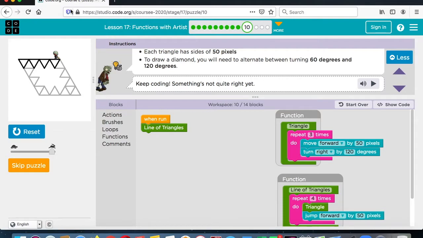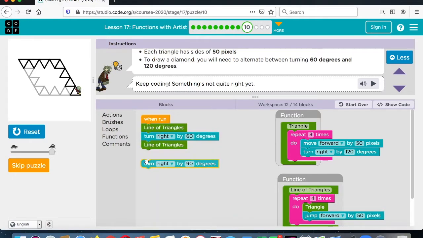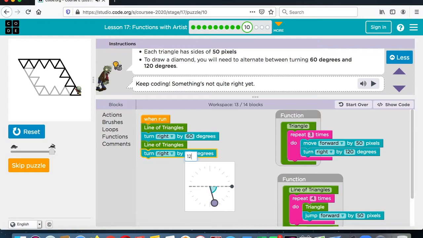What are we going to do next? Now we've got to turn to the right. And what does it say? We're going to turn to the right by 60 degrees. What are you going to do next? You're going to do your function, draw a line of triangles. Good. Now what do they tell us to turn? They said first if you turn by 60, then you got to do a turn right by 120. So then we're going to do turn right by 120.